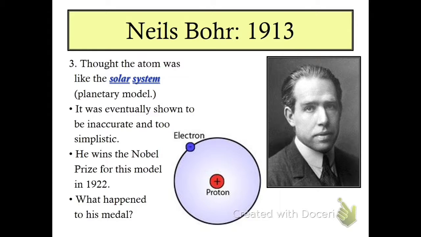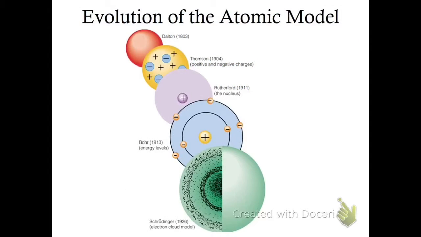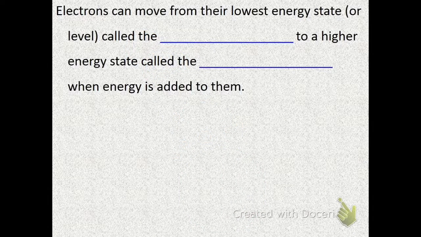He was on the right track, but found that was still a little too simple. Today we use quantum mechanics to describe the probability of the electron being in a certain region, and they can be in different regions at different times, unlike planets. And so here's a diagram summarizing that from Dalton in the early 1800s to what we use today, the electron cloud model.